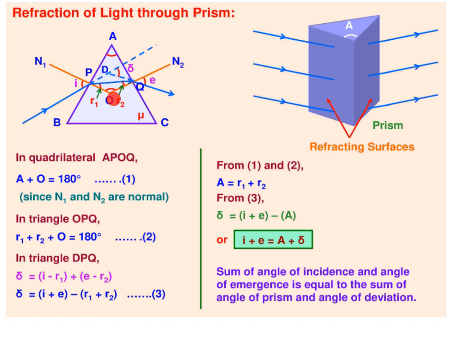Then the angles of refraction at P and Q are R1 and R2. This is the angle of emergence. Then angle of refraction R1, angle of refraction R2, and this is the delta. It's called the angle of deviation.